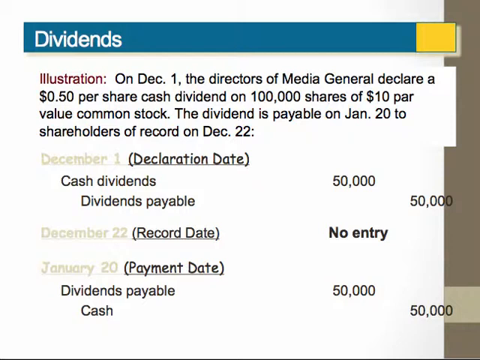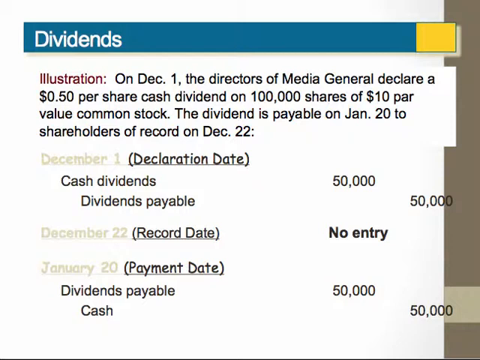So on December 1st, when Media General declares that they are going to make a dividend, they are now liable for the dividend. So they do a debit to cash dividends of $50,000 and a credit to dividends payable for $50,000. The cash dividends account is the debit entry to reduce retained earnings when we close the books at the end of the year. On December 22nd, the date of record, all we're trying to do is determine who owns the stock on that particular date, because they are the ones that are going to receive the dividend.